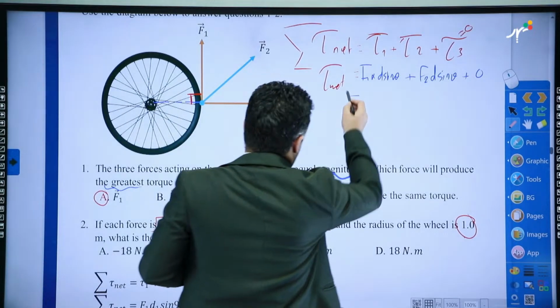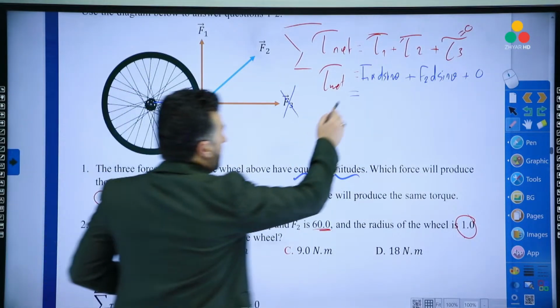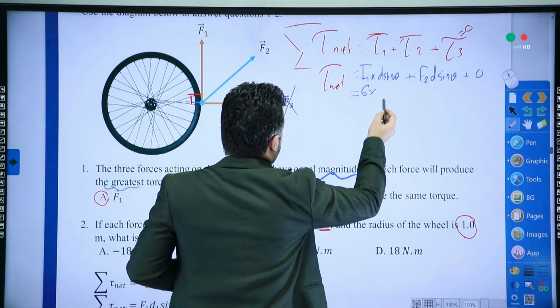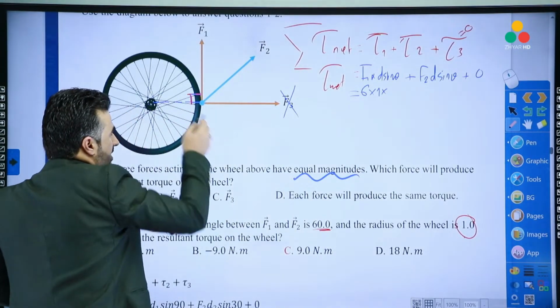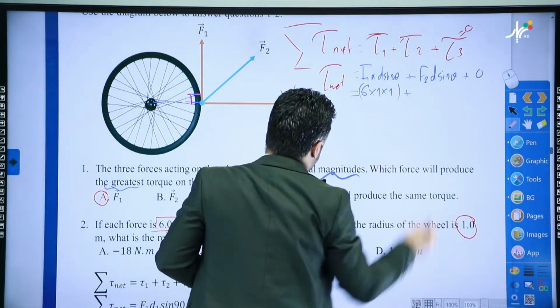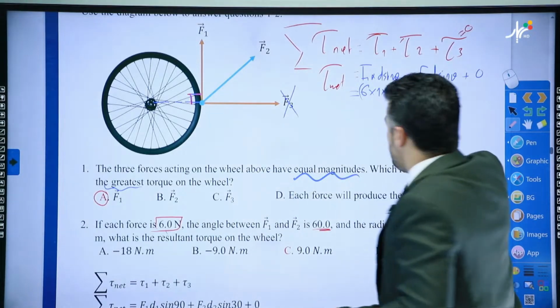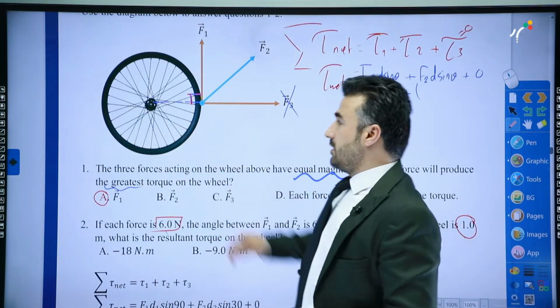It says F1. Each one of the forces has a value of 6 Newton, so 6 times the distance, and the distance was 1 meter times sine theta. You can see here that the angle is 90, so sine 90 is 1 here, plus, that is for torque 1. Now, here is the major part of why we're solving this question.